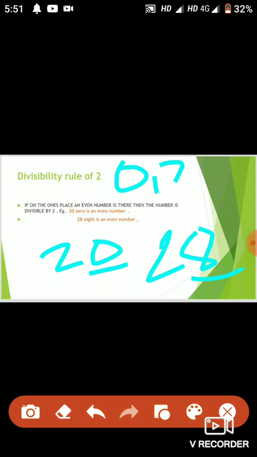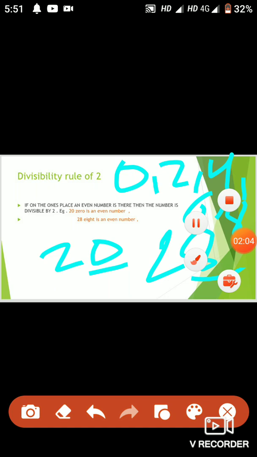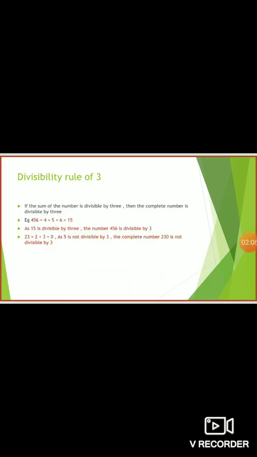20. Over here 0 is an even number. 28. 8 is an even number. So 0, 2, 4, 6 and 8 are some even numbers. Because 20 and 28 are ending with even numbers, that is why both 20 and 28 are divisible by 2. Coming on to our next divisibility rule, the divisibility rule of 3.